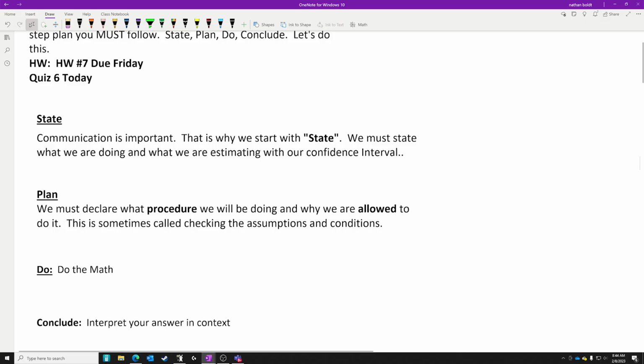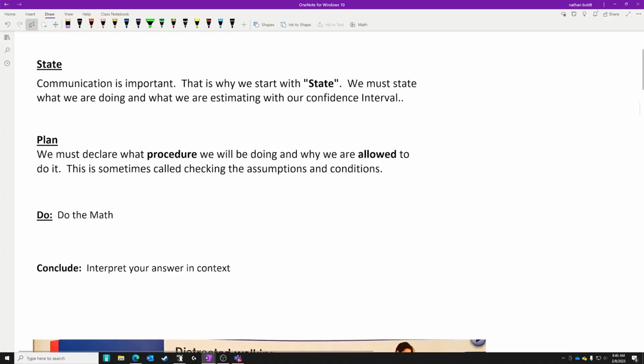The first is state. Communication is important. That's why we start with state. We state what we are going to do. We're going to create a confidence interval kind of thing. But you do it precisely and with context. Then your plan.